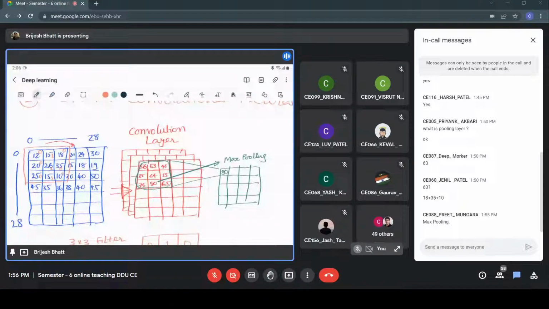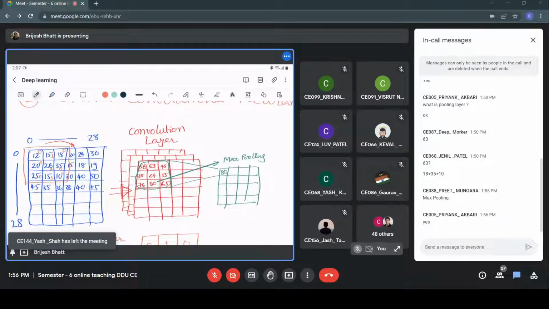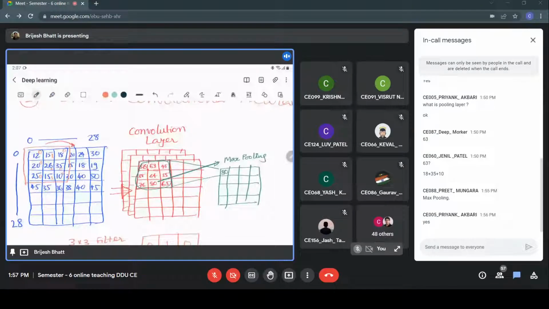Are you with me, Priyank? Okay. Preet is also asking the same thing. Similarly, there can be average pooling also. Instead of finding the max, you take an average and represent the values as average pooling. So this is the pooling layer. It is a part of the convolution layer, which has filter and pooling.